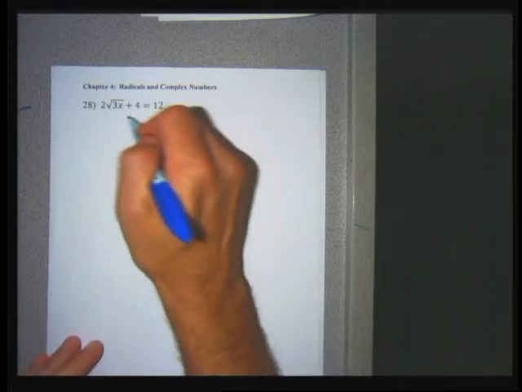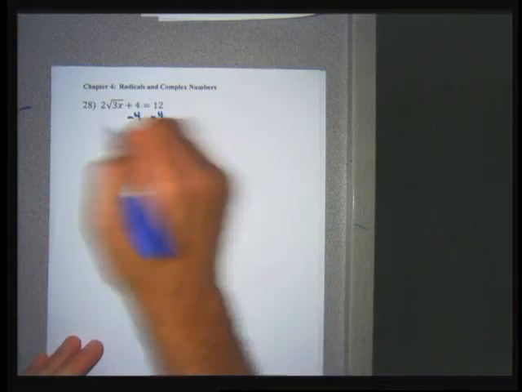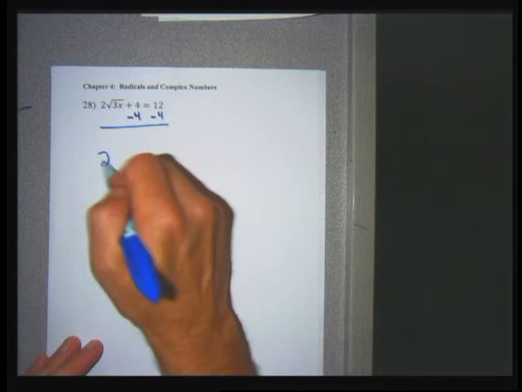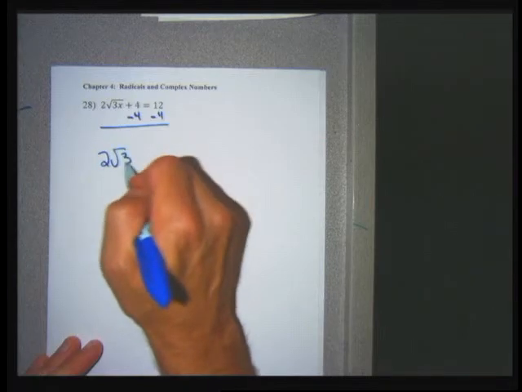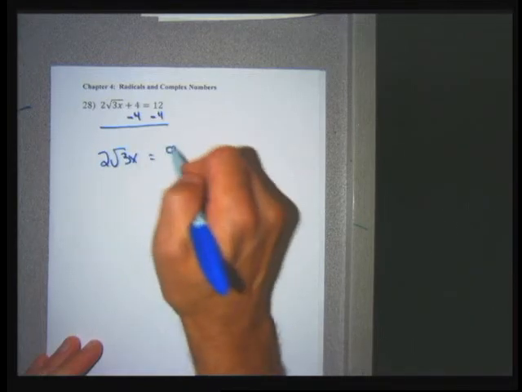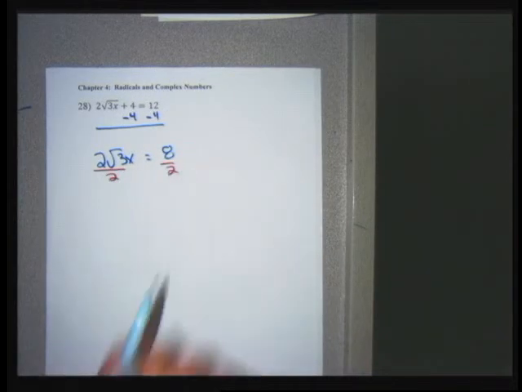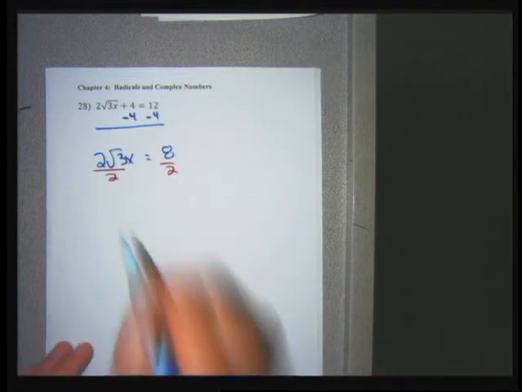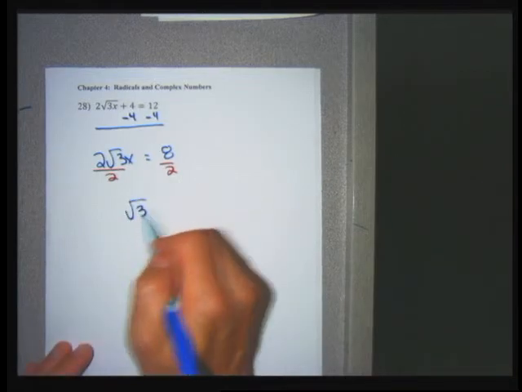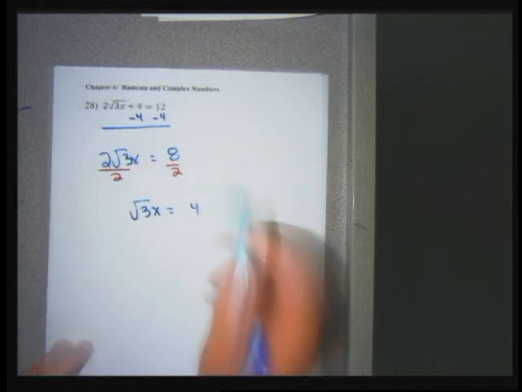28's tricky. You have to isolate the square root first. I'm going to isolate the square root by first minusing 4 from both sides. That's going to give me 2 times the square root of 3x equals 8. And then I'm going to divide both sides by 2. Doing those 2 steps is going to make it easier to square both sides and give me an answer that checks.